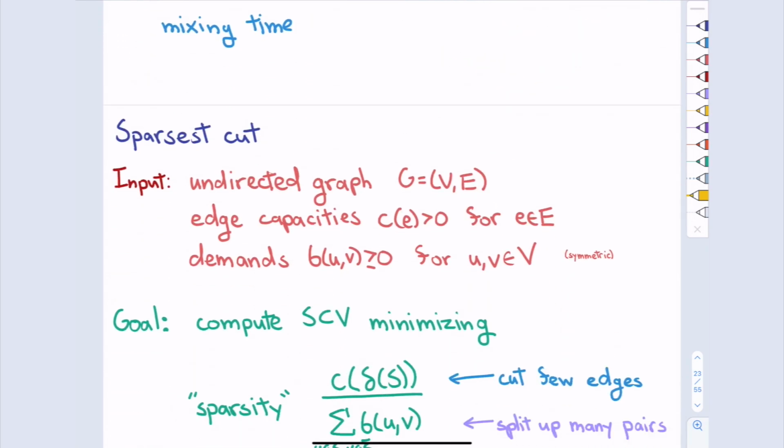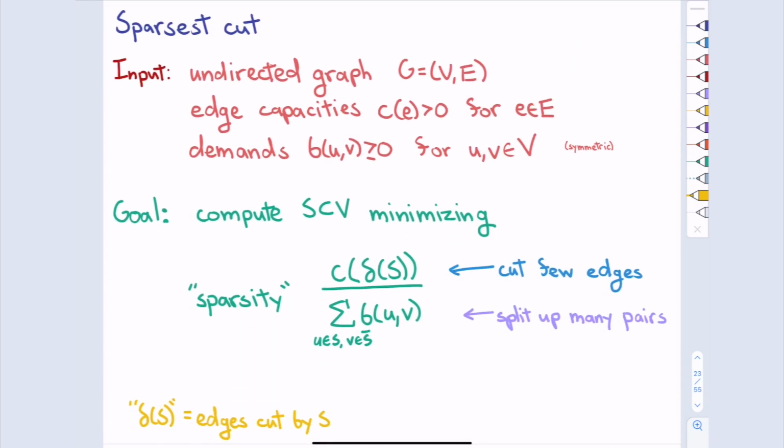Let me just remind us of what we once did. This is slides from before. This is the sparsest cut problem. There, we had a flow and cut problem, with edge capacities and demands, thinking of pairs we wanted to connect with paths. The sparsity was defined as the number of edges I'm cutting with a set, divided by the number of pairs I'm splitting up.